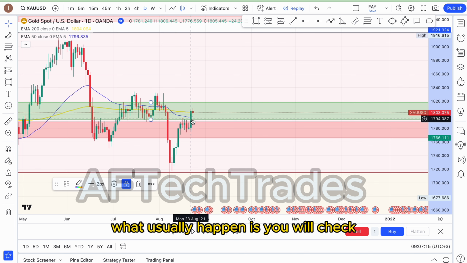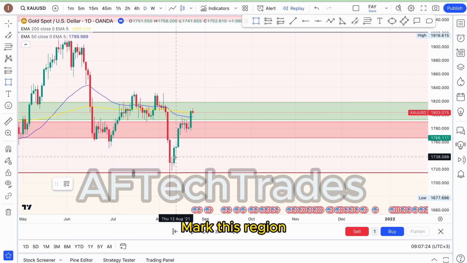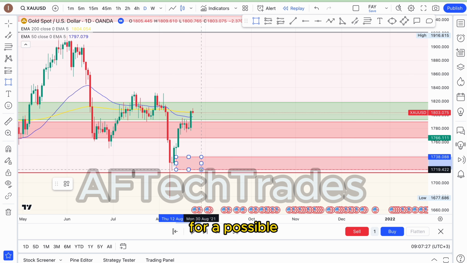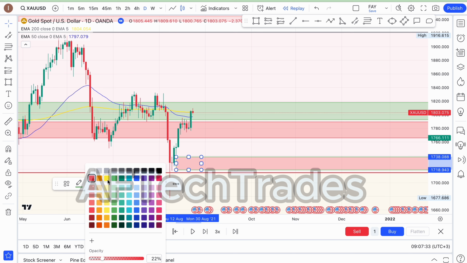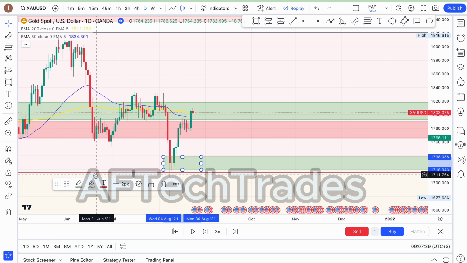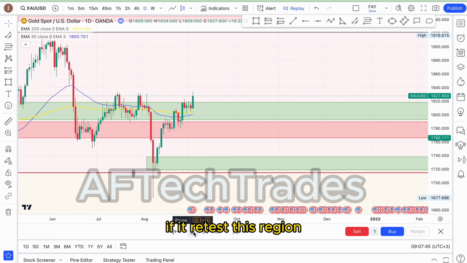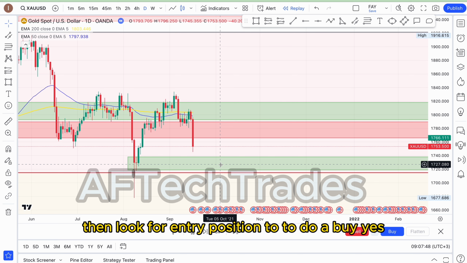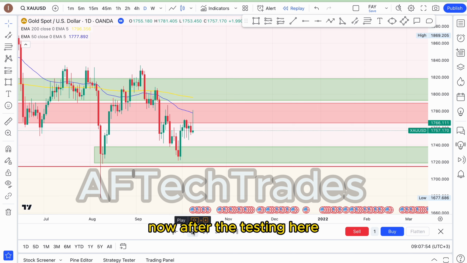What usually happens is you will check, will it come to this region? Look at also a lot of lined up news here. You mark this region for a possible change again, the so-called pivot point. So this is this region, right? A possible retest of that region. If it retests this region, then look for an entry position to do a buy. Yes, it retested here now. Pause. Now, after retesting here, what do we do?